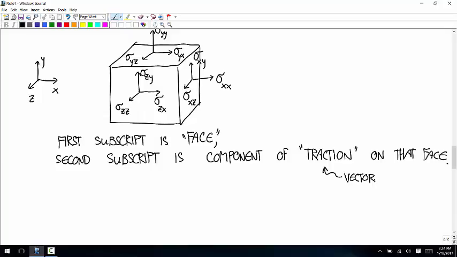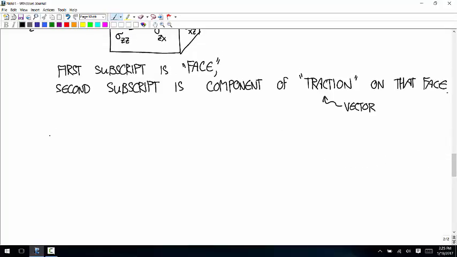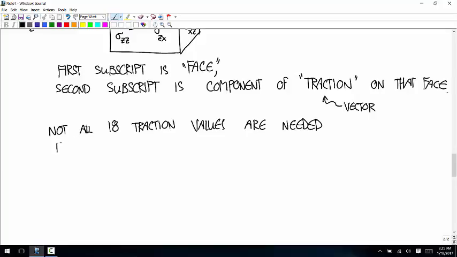It turns out that only some of those are necessary for describing the stress, and we can figure that out from analyzing the physics of it. So not all of these 18 traction values are needed to define the stress.